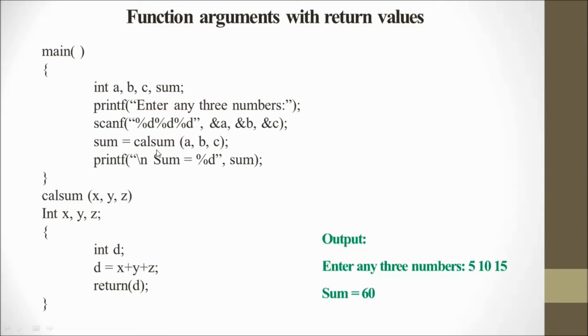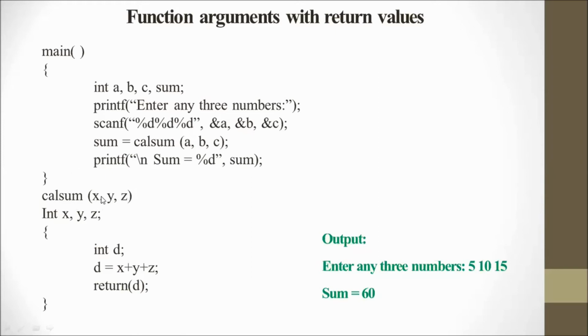Here the callsum function is declared. The callsum function will become active, and the control passes to the callsum function, where its execution starts. Here we use three variables x, y, and z. So the values we entered, a, b, and c, are copied to the callsum function into x, y, and z.